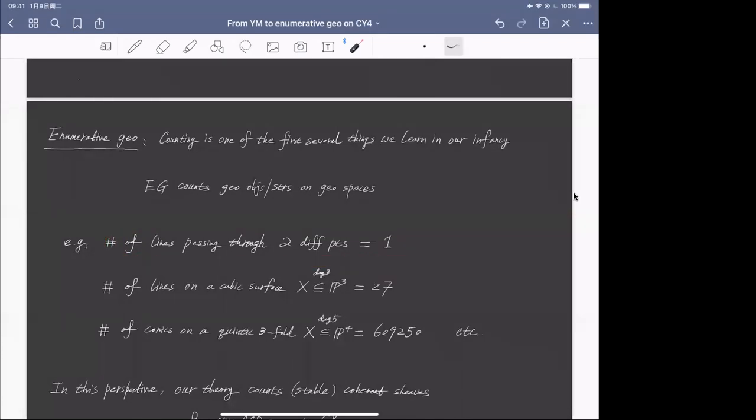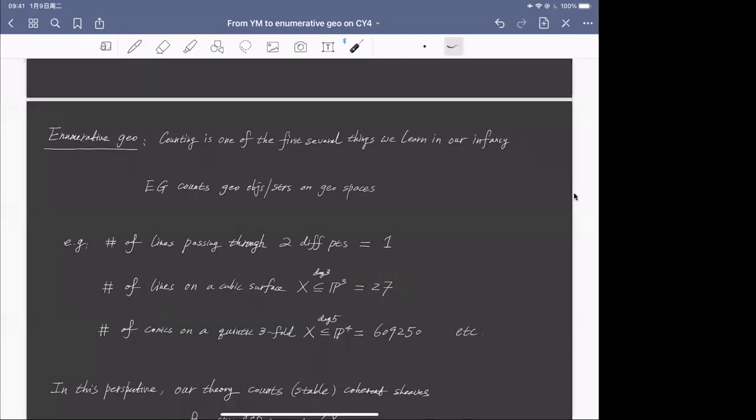More non-trivially, you can consider the number of lines on a cubic surface. This P3 is actually CP3, a complex algebraic variety. Consider a degree 3 hypersurface in it. This is a cubic surface in P3, and the number of lines here is exactly 27.